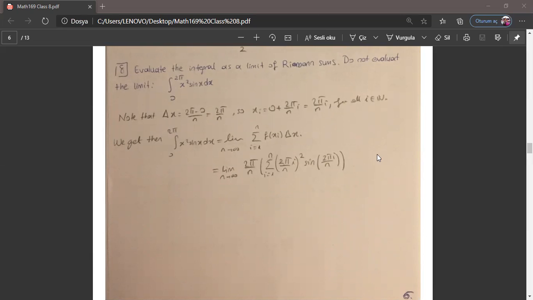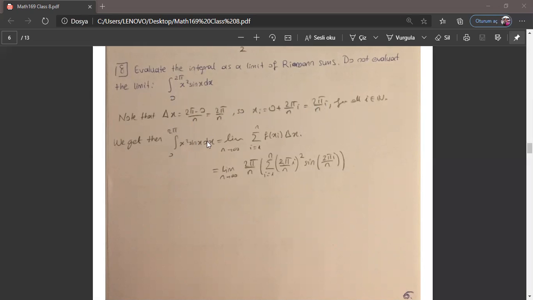Now, we will evaluate this limit. Again, we will find the length. So we have 2 pi minus 0 over n. We have 2 pi over n. And x_i is 0 plus 2 pi over n times i. So we have 2 pi over n times i.